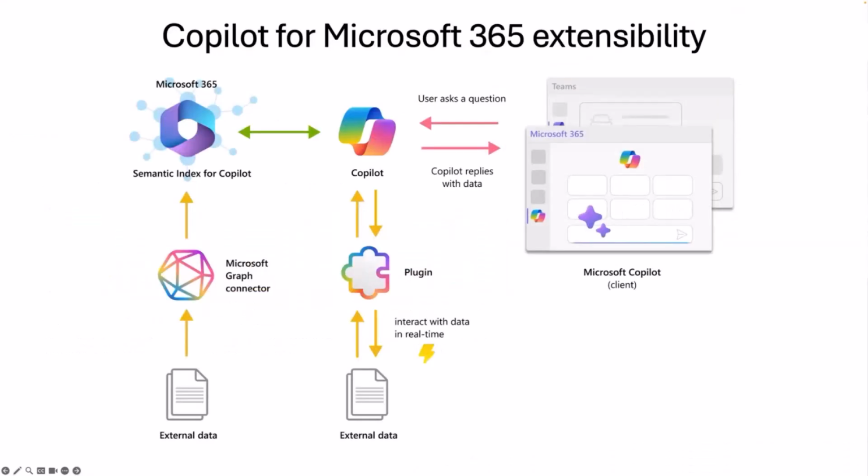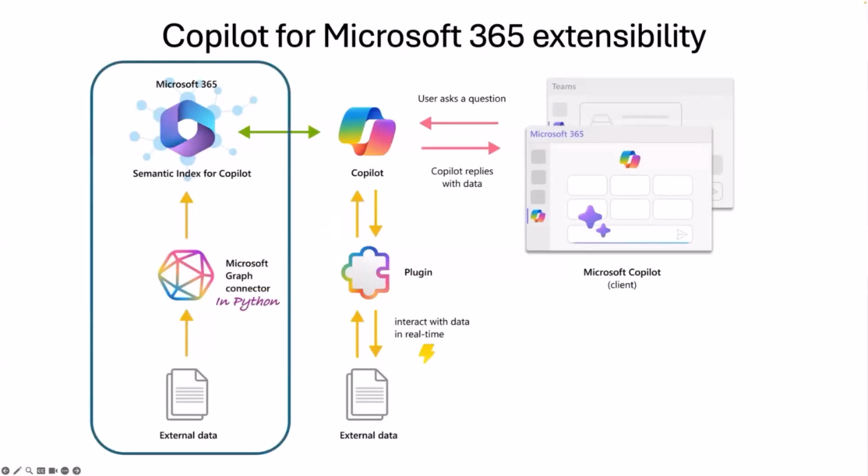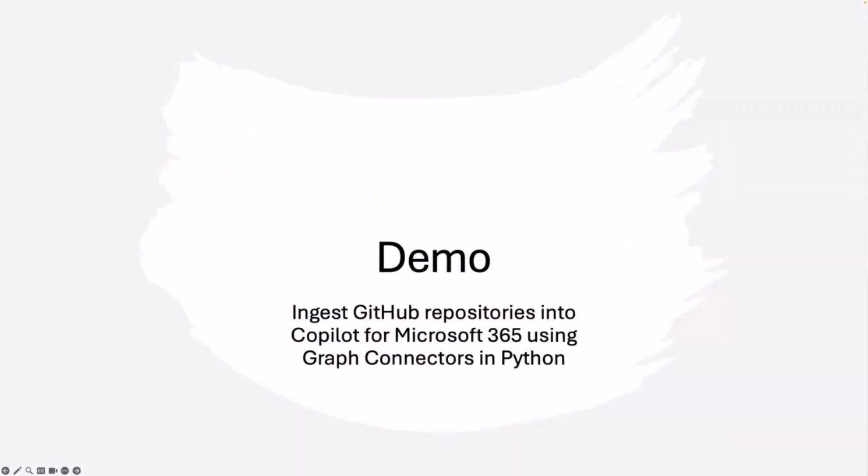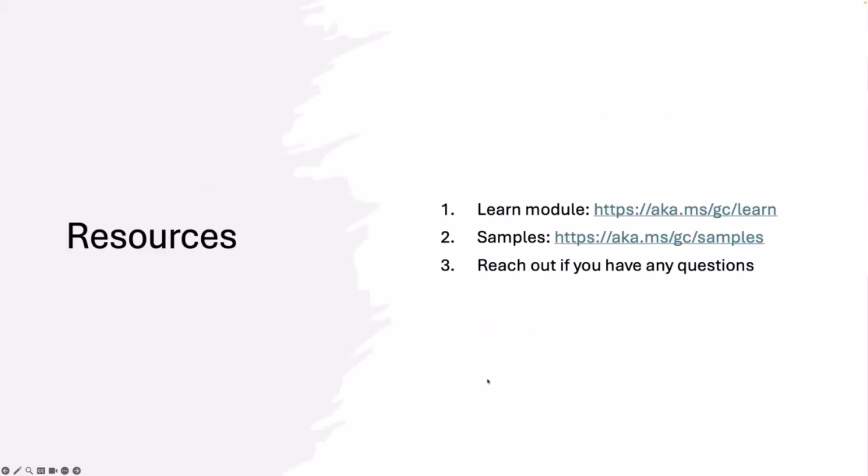In today's session, we will focus on Copilot for Microsoft 365 extensibility, specifically graph connectors, and we will build it in Python. We will ingest external data, being GitHub repositories. And I think it's better if I just jump in the demo and get hands-on. It's much better for us, I guess.